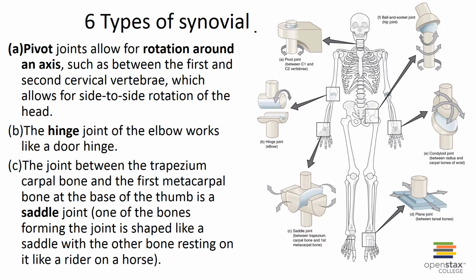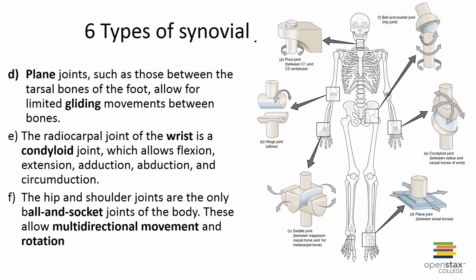A saddle joint is where you have an articulating surface that has a concave area on one that fits with the convex area of the other. The first carpo-metacarpal joint in the thumb is an example. A plane joint is also known as a gliding joint, and this is where you have articular surfaces that are flat and only allow for short gliding movements. The sacroiliac joint is an example.